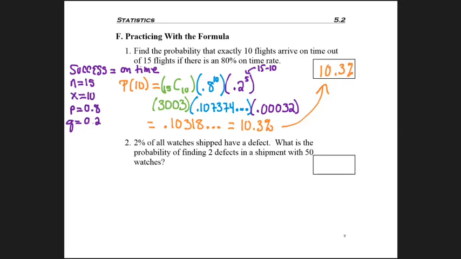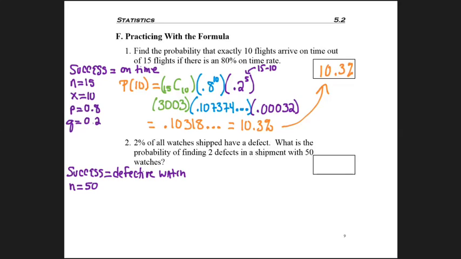Here's another problem. Question 2. 2% of all watches shipped have a defect. What is the probability of finding 2 defects in a shipment of 50 watches? Now remember, the probability that we're looking for, success, may not be a good thing. In this case, success is a defective watch. I don't want a defective watch, but that's what we're looking for.